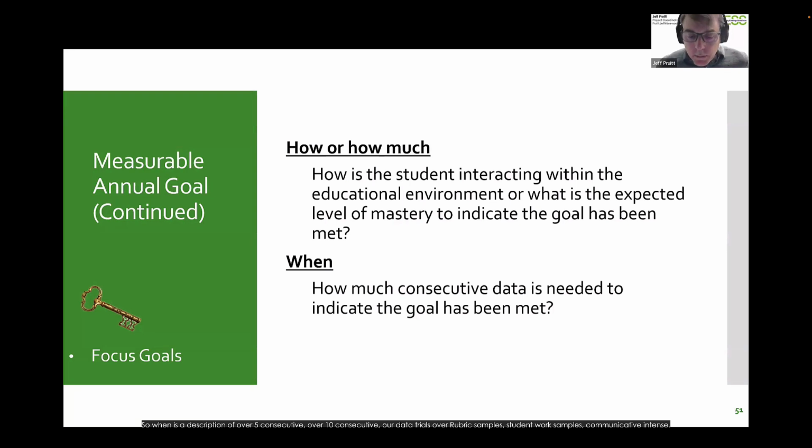So "when" is a description of over 5 consecutive, over 10 consecutive data trials, over rubric samples, student work samples, communicative intents. So we're going to say over a duration of us giving the student the opportunity to do that skill or behavior, and we're going to take data on it. So the percentage of achievement or how they're prompting over 4 or 5 consecutive data samples.